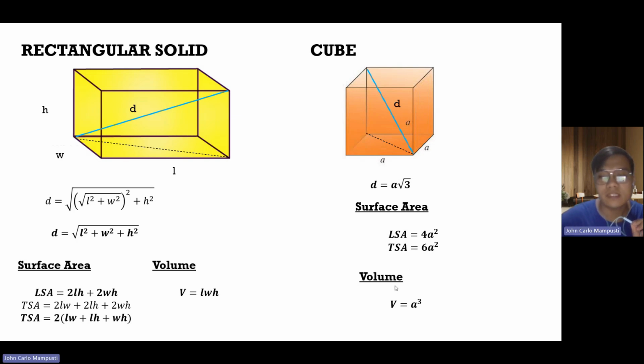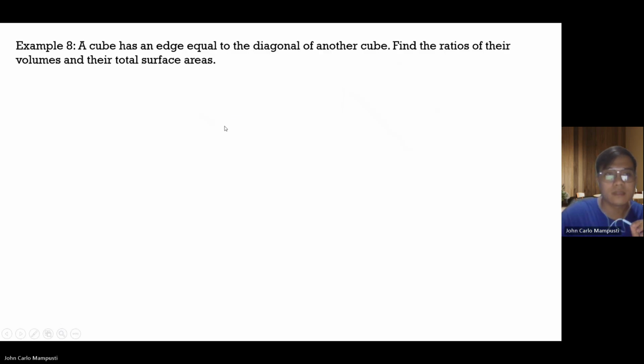So, for the volume, this is equal to S cubed or equal to A cubed. That's the volume of the cube. So, ganun lang siya kadali, no? Madali lang to sundan. Okay, proceed na agad tayo sa example natin. So, sabi dito, a cube has an edge equal to the diagonal of another cube. Okay? Find the ratio of their volumes and the ratio of their total surface areas.